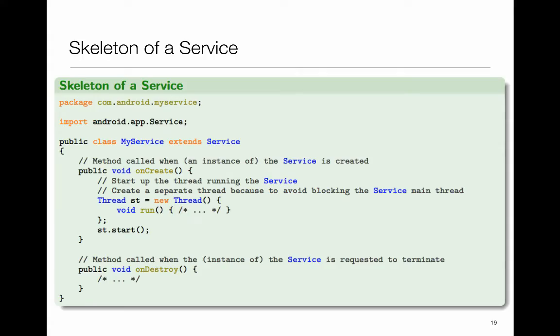This is the skeleton of the service, also in Android, in Java code. You write a class that inherits from the Android system class called Service, and you implement callbacks like onCreate and onDestroy, similar to the activity ones. Just keep in mind that whenever you need to do something blocking or asynchronous, try to start it with a new thread, so as not to block the main application thread.